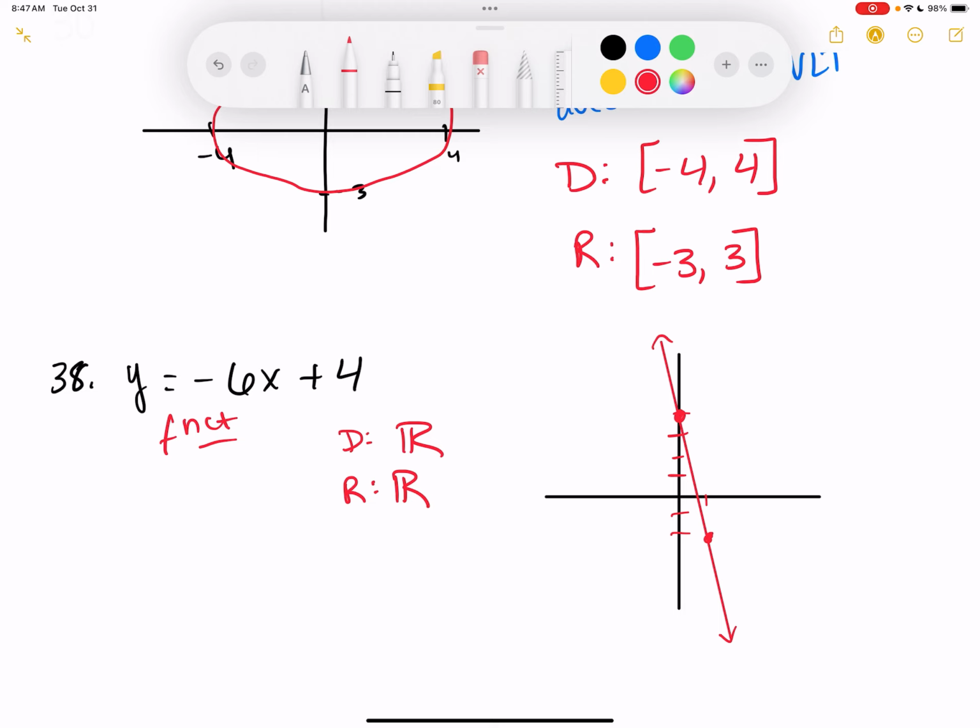What's 3 exclamation mark? 3 factorial, 3 times 2 times 1. If you have a number with an exclamation point behind it, you multiply all the numbers before it together. So if you had 5 factorial, it'd be 5 times 4 times 3 times 2 times 1.